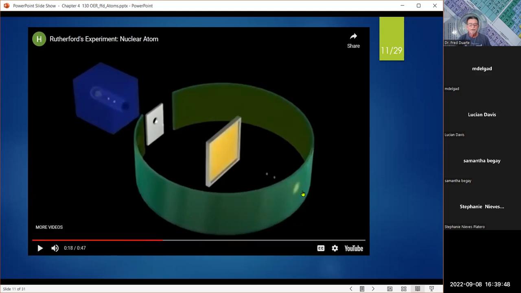Look carefully, you can see here is a point. This is the particle coming through. Here's the gold foil, and here's where most of the particles are hitting on the surface. But then occasionally you see areas where on the side they start to angle off, and so they were angling off from where he didn't expect them to be.